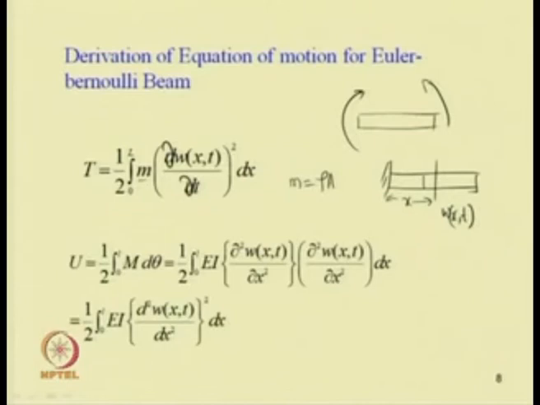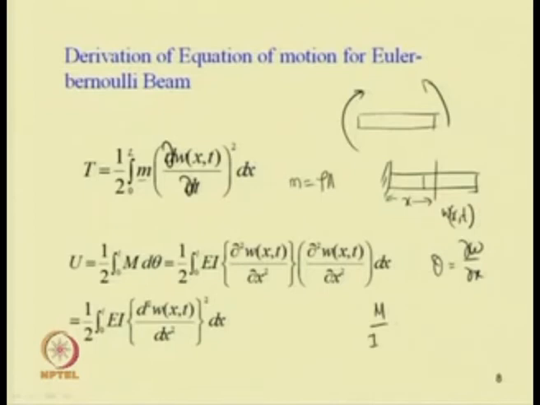One can find the potential energy equal to half stress into strain into dV, or one can write this using the bending moment into d theta. So, it is equal to half integration 0 to L M d theta, and here theta is the slope. Theta can be written as del w by del x. If one takes small deflection, the bending moment can be written as E I del square w by del x square. By using this formula one can find this.